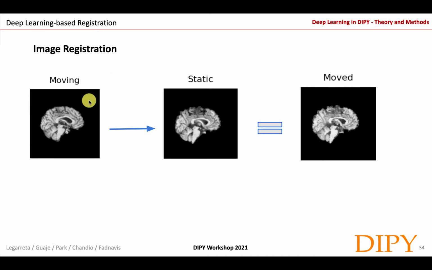Given two images, moving and static, a registration method tries to find the transformation that will align the moving image with the static image, such that the moved image and the static image will overlap with each other.